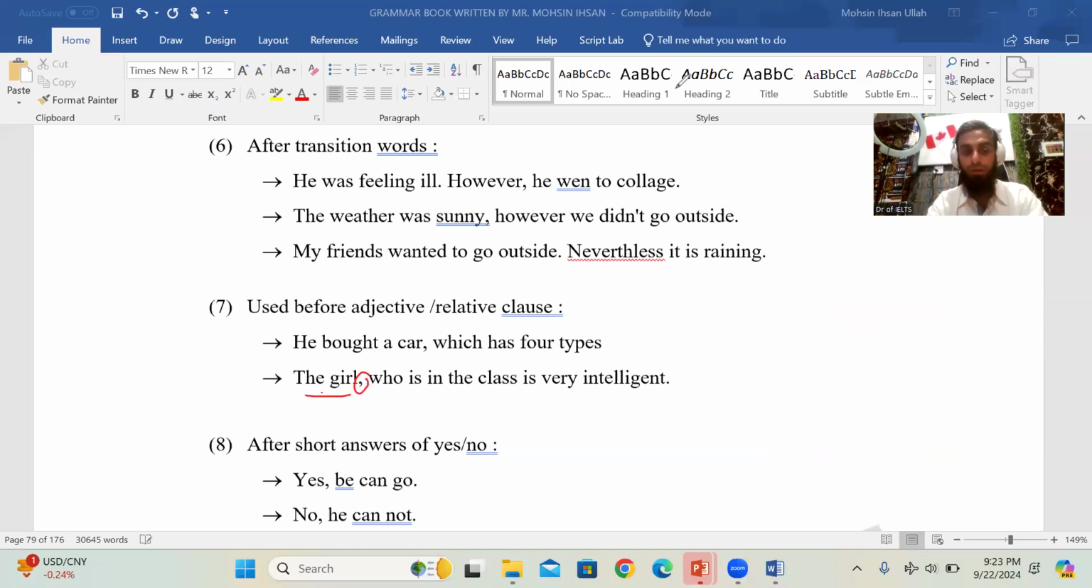The girl, comma, who is in the class is very intelligent. The girl who is in the class is very intelligent. So before who there is a noun, so in between we use a comma. This thing you have to keep in mind.